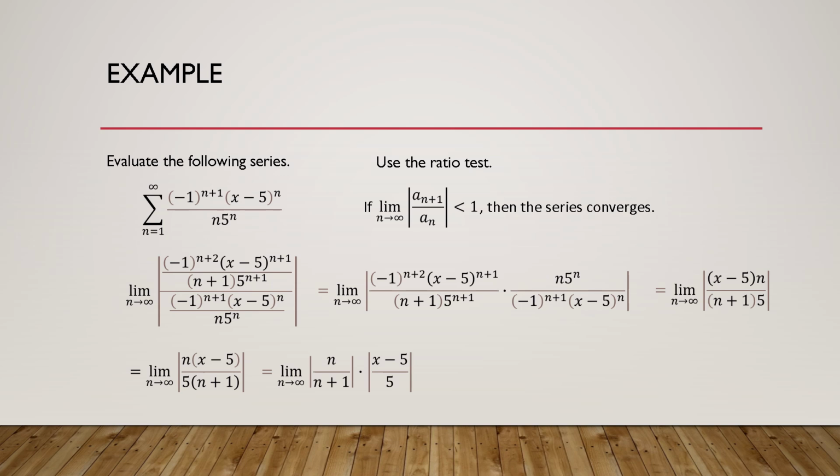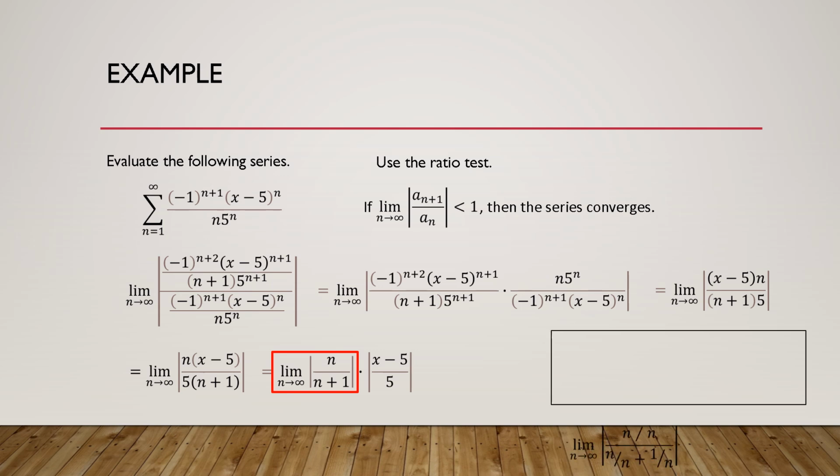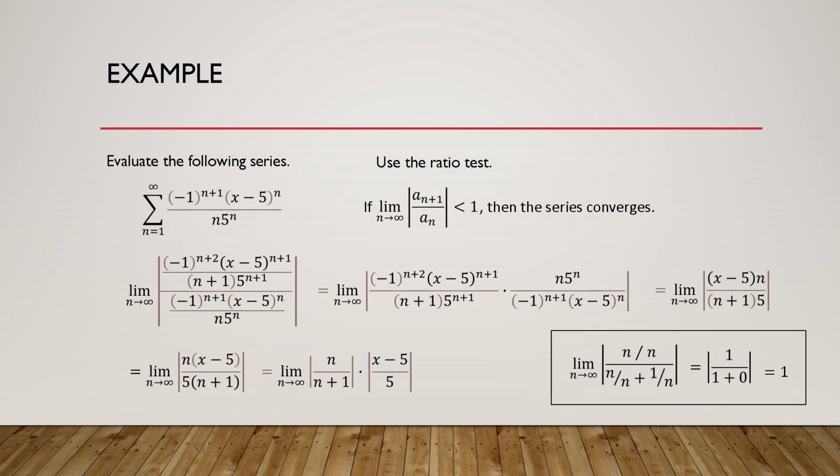The x minus 5 over 5 portion is not involved with the limit, so we take a look at the limit as n approaches infinity of n over n plus 1. We can solve it by multiplying both numerator and denominator by 1 over n to get the limit as n approaches infinity of n over n, all over n over n plus 1 over n. N over n will go to 1, and the 1 over n will go to 0, leaving us the absolute value of 1 over 1 plus 0, or 1. This leaves us 1 times the absolute value of x minus 5 over 5.